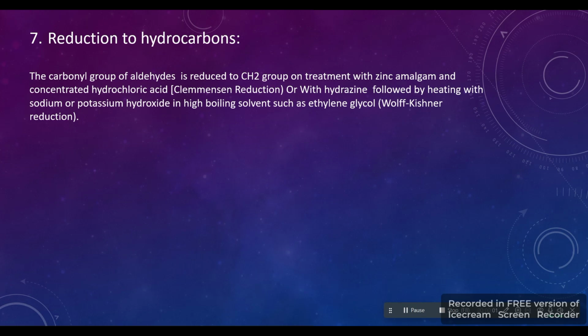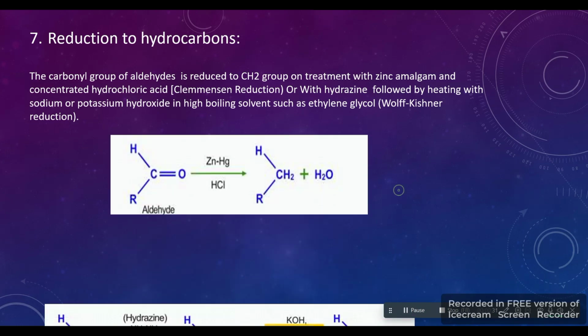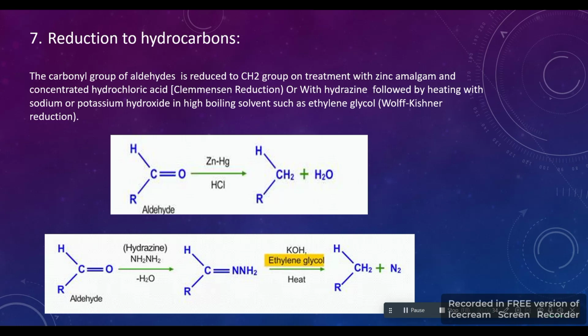Okay, here is another reduction, to hydrocarbons. The carbonyl group of aldehyde is reduced to CH2 group on treatment with zinc amalgam and concentrated hydrochloric acid. It is also known as Clemmensen reduction, or with hydrazine followed by heating with sodium or potassium hydroxide in high boiling solvents such as ethylene glycol, also known as Wolff-Kishner reduction. Here is a really important name reaction. Pause or take a screenshot.